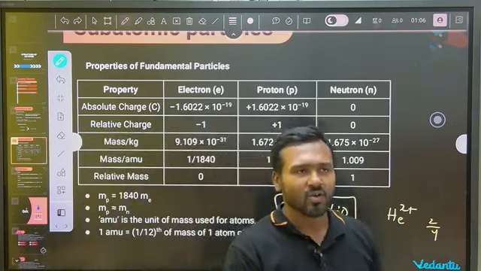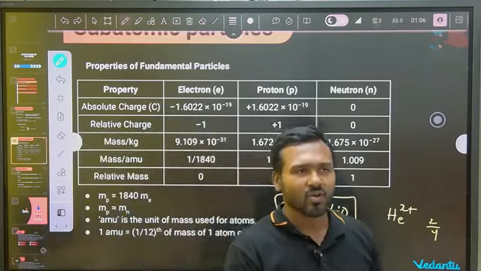Next one, isotopes. You already know these things. Isotopes means having the same atomic number, isobars means having the same mass number, isotones means having the same number of neutrons, and isoelectronic species means having the same number of electrons.